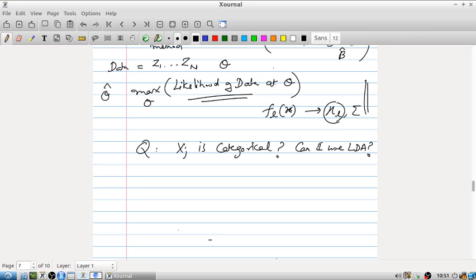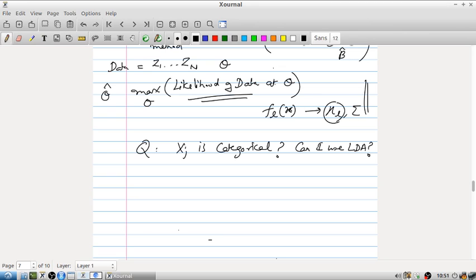So let's understand this question. When I say xj is categorical, I'm just saying that the jth coordinate of my input variable is categorical. It just means that there is no ordinal relationship between the values that xj takes. So let's say xj takes a value summer and xj takes a value winter. There is no relation between summer and winter. What are the numerical values that you can assign to them, right? So that's what I mean by a categorical variable.